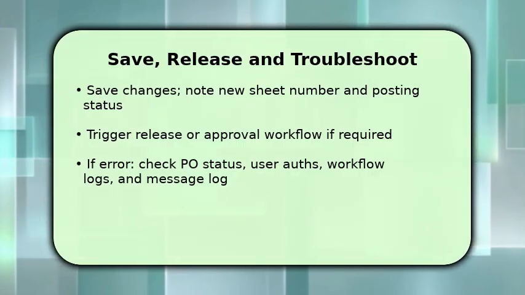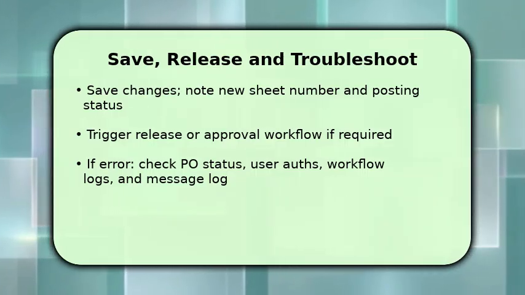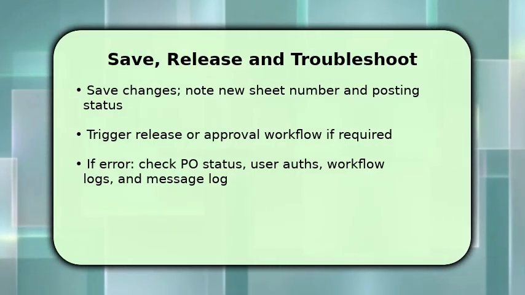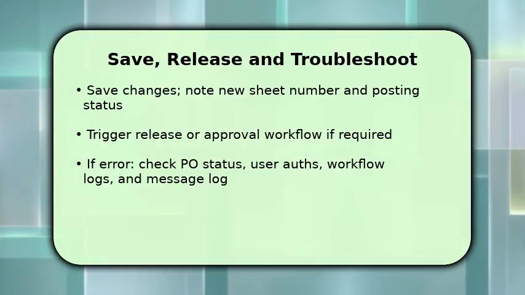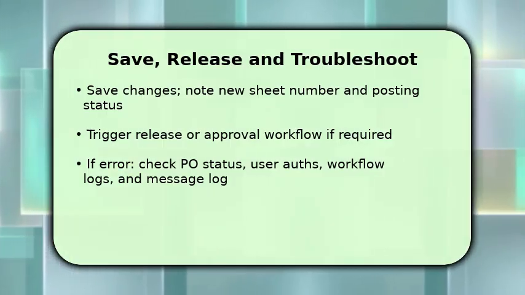If you hit errors, check PO status and change history, verify your user authorizations, and review workflow or application logs for error messages. Contact the PO owner or basis team if the sheet remains locked or the release fails.